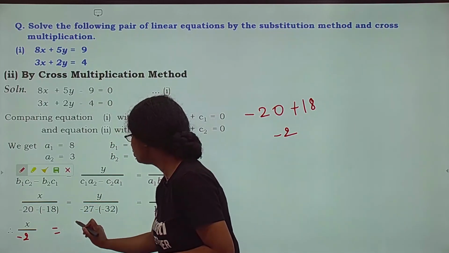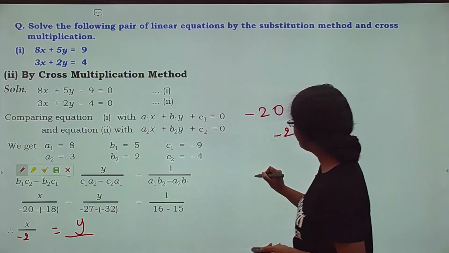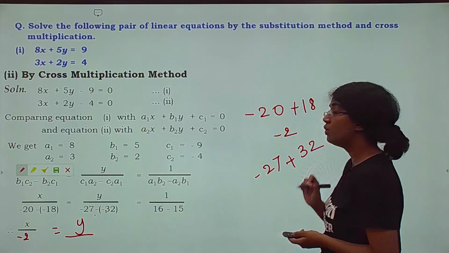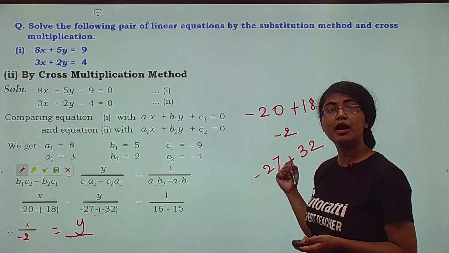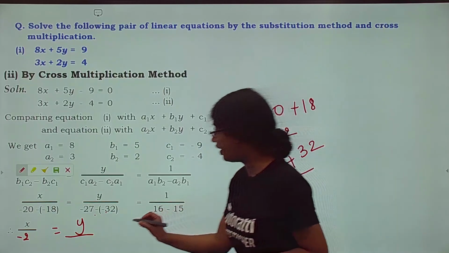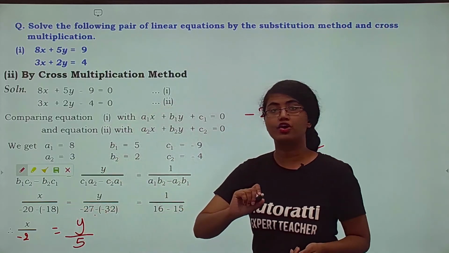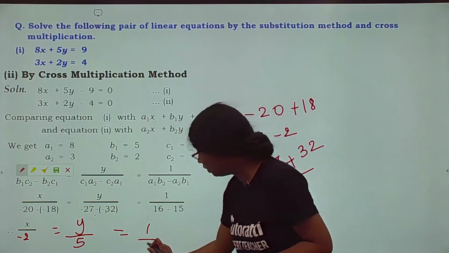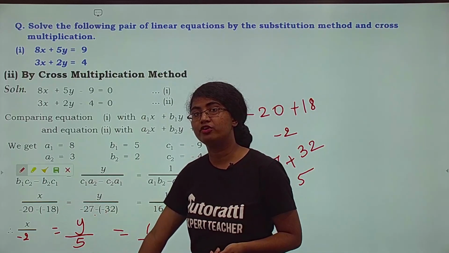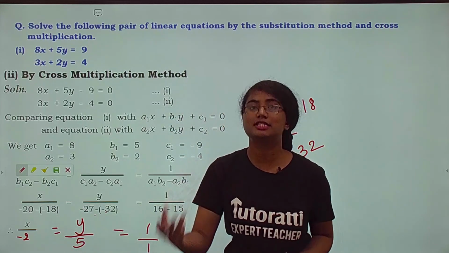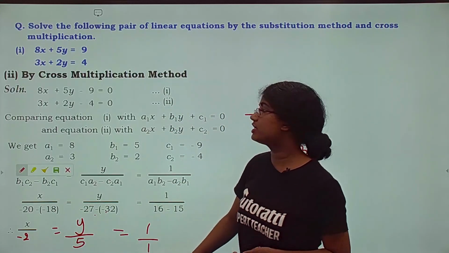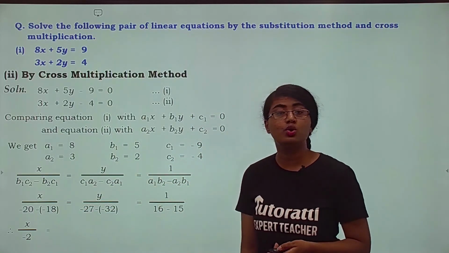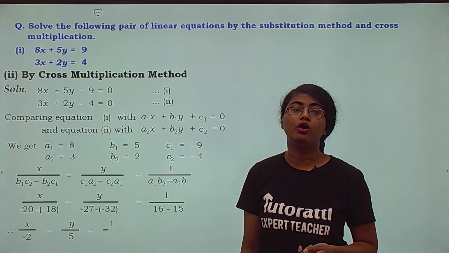Okay, then equals y upon. Now you have minus 27 and minus minus plus 32. What will the subtraction of this be? The subtraction will be 5, and that is the value that you will be carrying here in the denominator, is equals to 1 upon 16 minus 15, which is 1 directly. So this is what you have. But we do not know what x is equals to y is equals to. So let us see how we are going to proceed by obtaining these values. First of all, x upon minus 2, y upon 5 and 1 upon 1.